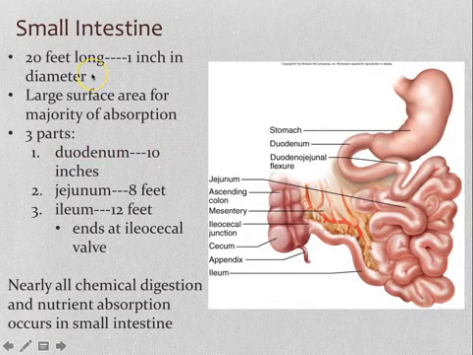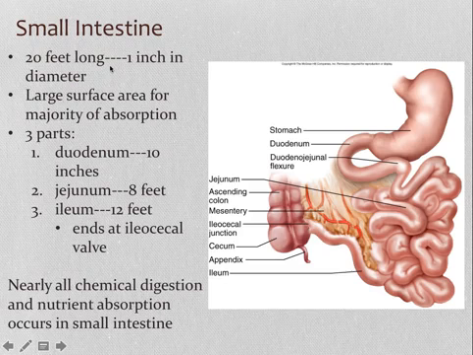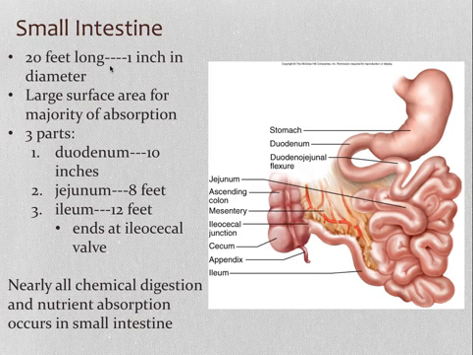So the small intestine is about 20 feet long and about an inch in diameter. Now this 20 feet is really when the muscles are relaxed, and the only time you're ever going to see all those smooth muscles relaxed is upon death. But in general, this is how long it is. So in a living person, it's a little bit shorter because of muscle contraction.